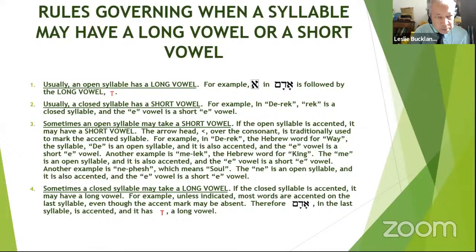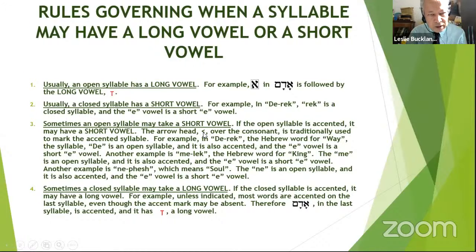Now, in the case of number 3 and number 4, this is the part that adds some amount of difficulty to learning the lesson, because what we have in number 3 and number 4 are exceptions to general rules. So when is it that an open syllable may take a short vowel? Well, to answer it in a simple way, you may know that an open syllable may take a short vowel if it has an arrowhead over the open syllable.